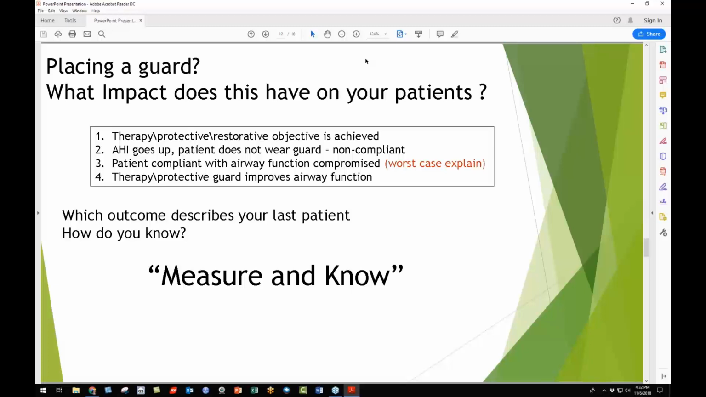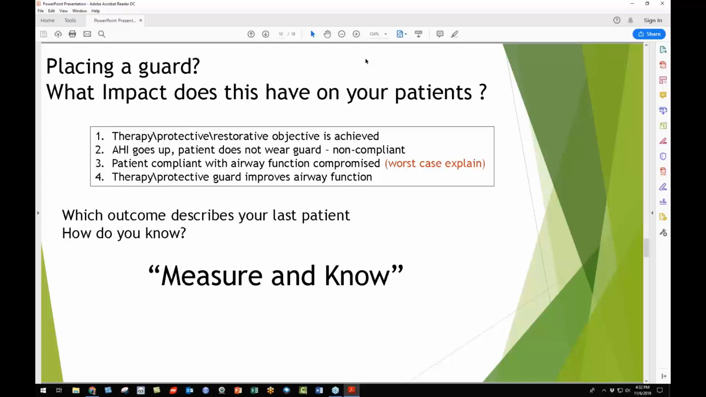Okay? Outcome number 3, and this is the worst case scenario. Same situation, the AHI is high or gets worse, you put a guard in, and the patient's compliant, and you've worsened the airway. Okay? So let's talk about that patient that went from 13 AHI. 13, by the way, is mild, and when it went to 26, that's moderate. So we took that patient from mild, and now unintentionally they have moderate sleep apnea, and they're compliant.